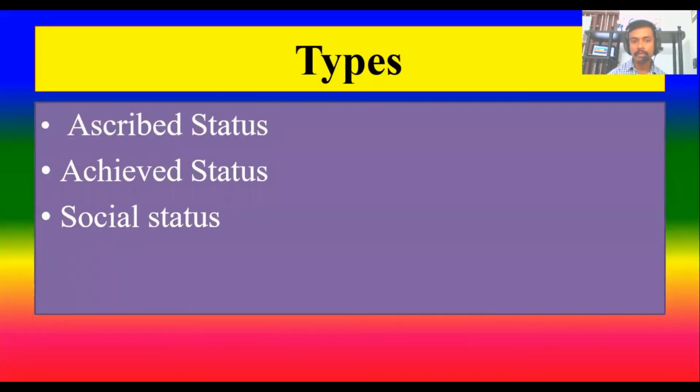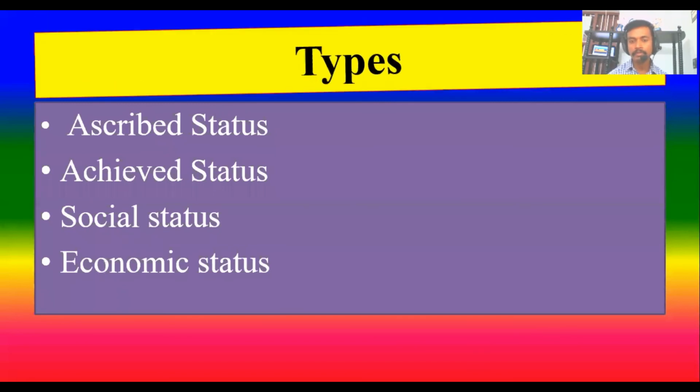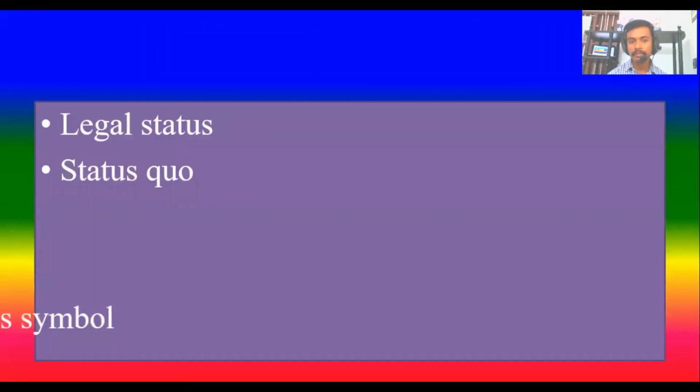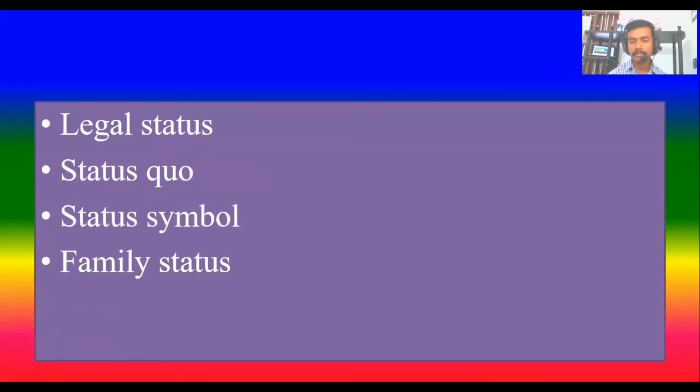Types: ascribed status. This question is most important in the examinations. Ascribed status, for example, parent to child. Achieved status, by means of achievement, for example educational achievement, economic achievement. Social status, then economic status, legal status, status quo, status symbol, family status, religious status.